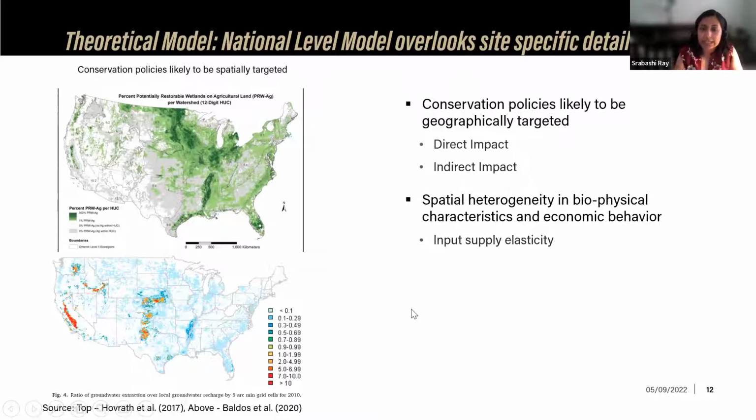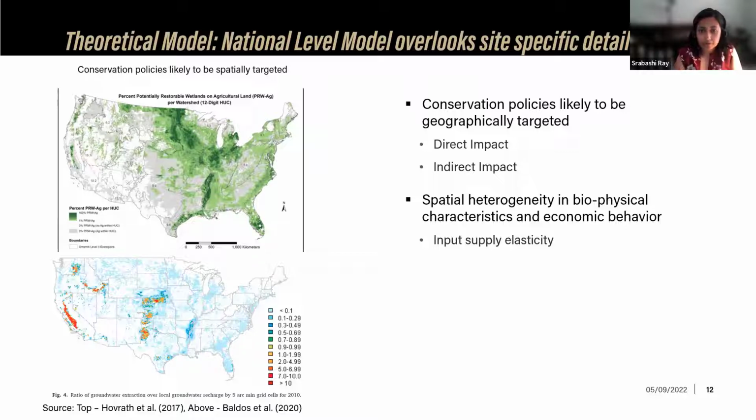of area, then we can assume that P star, the output price, is exogenous, because changes in a geographically small area of land might not have a significant enough impact on the national market, and therefore P star might be constant. There might be no change in output prices.